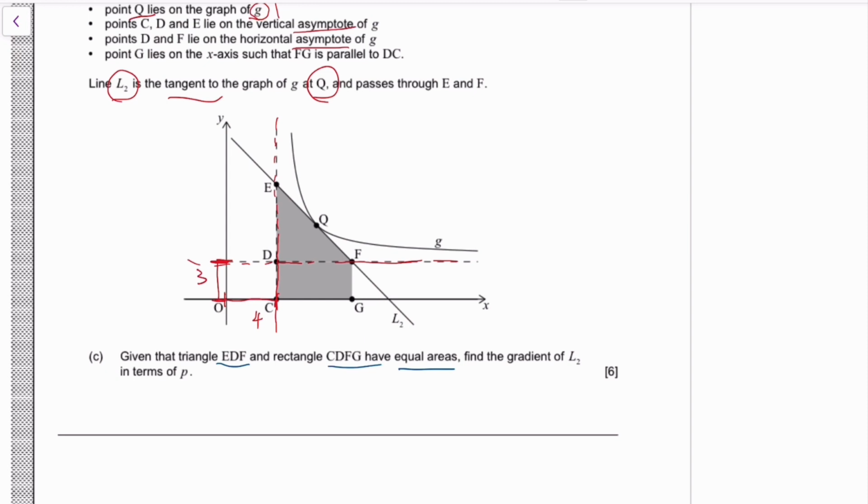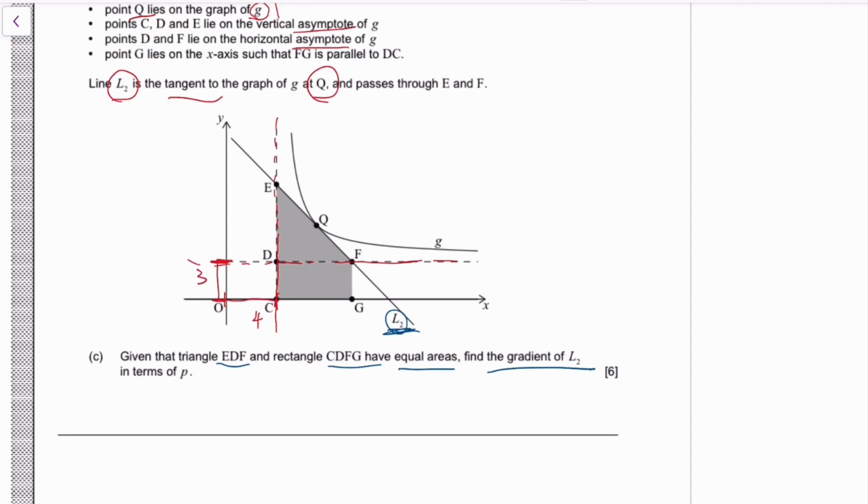But what's the question? Well, they want to find the gradient of L2. Like on the surface of just the question, why would the area of the triangle and rectangle be related to the gradient of L2? So, I don't know, maybe I'm not that smart. This is quite a ridiculous question.